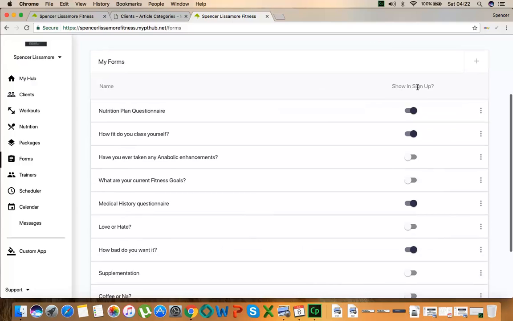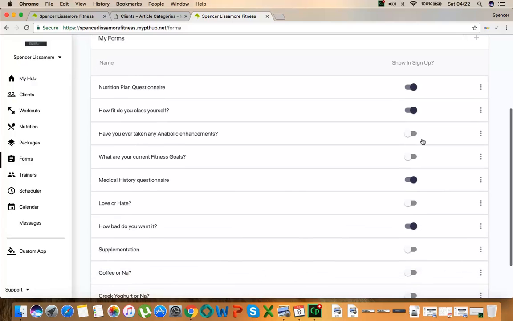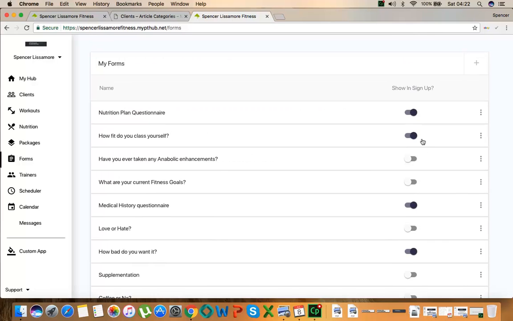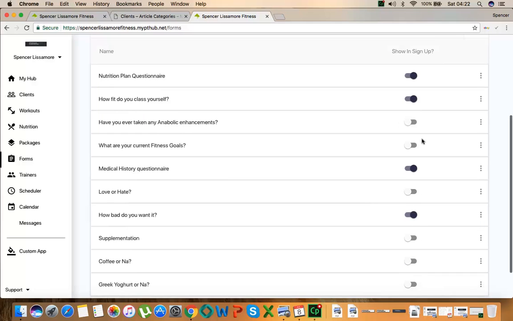Some forms, as you can see, are allocated in to show in the sign up. When I assign a new client to the MyPTHub, there's always a few things I need to know. There's always that physical activity readiness questionnaire, which I always need filled in. Any previous medical histories. We're looking at how fit you class yourself. A lot of people think they're unfit, whereas actually they're fitter than they think. Whereas a lot of people, they think they're fit, whereas actually when they have a personal training session with myself, I actually beg to differ.